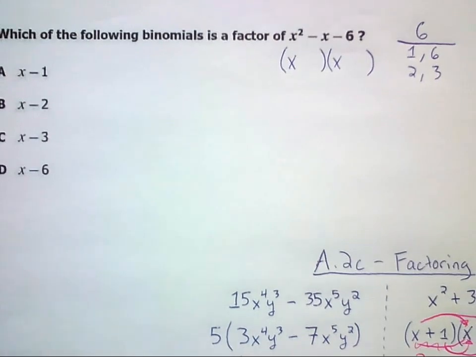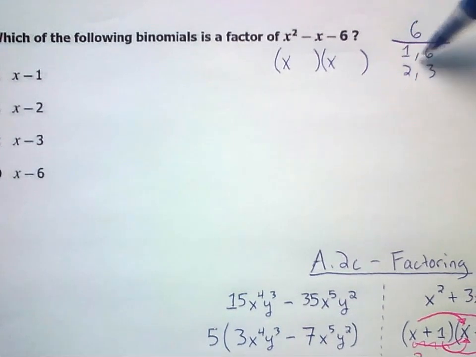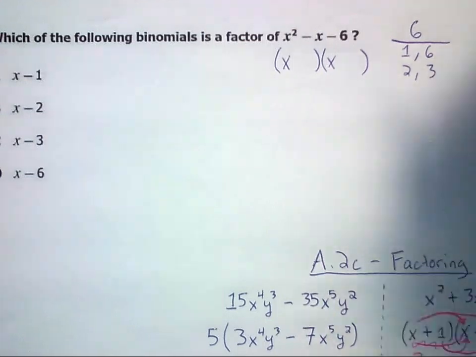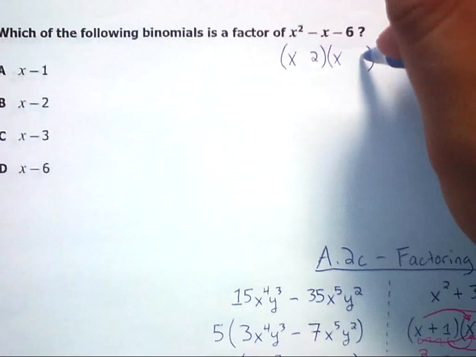So we need to think to ourselves, what's going to multiply to negative 6 but add to negative 1? Well, no matter how you slice or dice 1 and 6, it's either going to be a 7 or a 5. It's not what we're looking for, so it's not those. So the answer has to be a 2 and a 3.